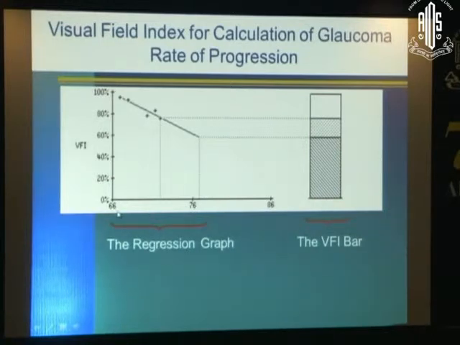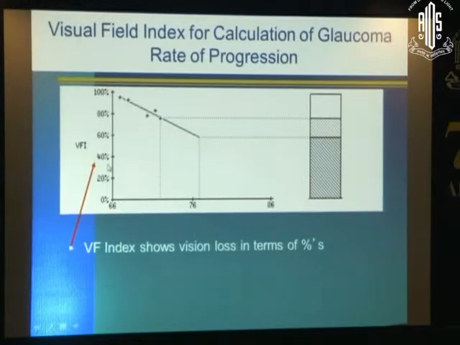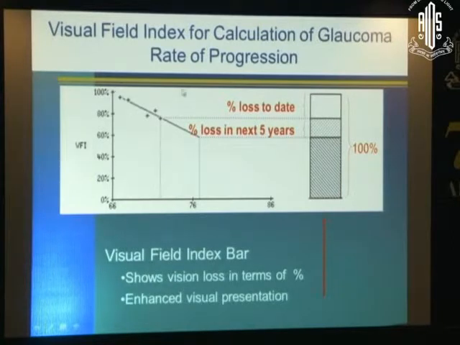What is a regression graph? If you see here from 60, it shows how the visual fields are changing, with the percentages. This is a VFI index of 40%, and it shows how it has changed with age. It is 66 years and 76 years. It shows what the loss is today, and it predicts the possible loss for the next 5 years.